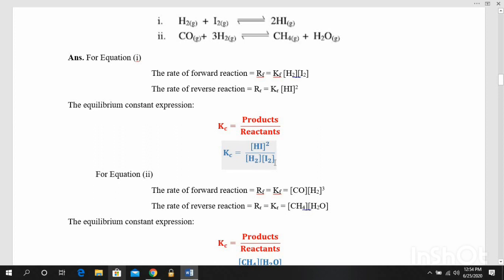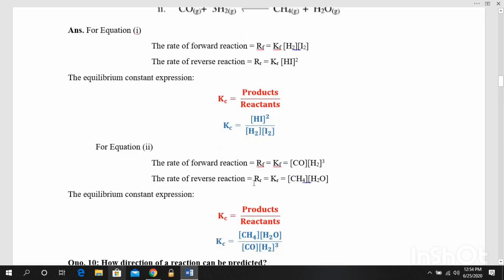Similarly, for equation 2, the rate of forward reaction Rf is equal to Kf times the concentration of carbon monoxide and hydrogen raised to power 3. 3 is the number of moles. Here in the chemical equation, you can see that 3 moles of hydrogen combine with 1 mole of carbon monoxide to give methane and water.